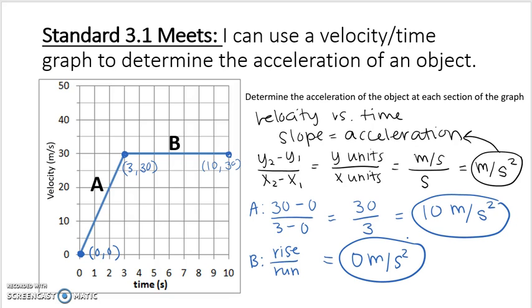So for A, you have an acceleration of 10 meters per second squared. For B, you have an acceleration of 0 meters per second squared.